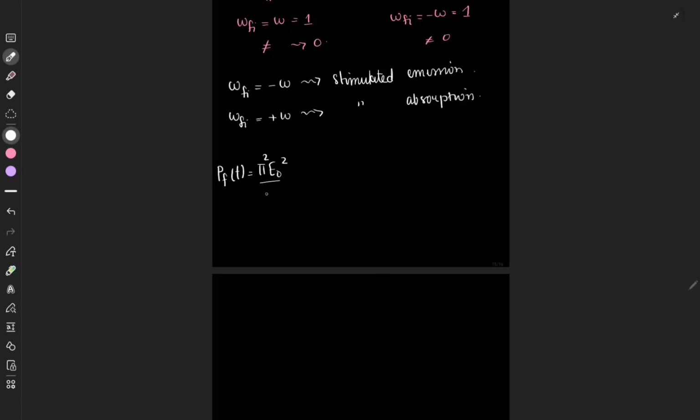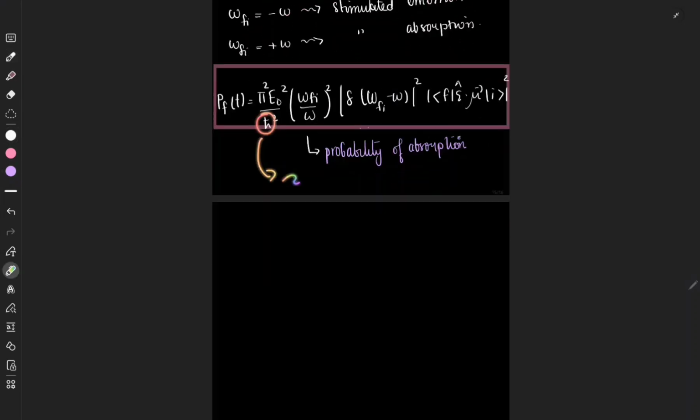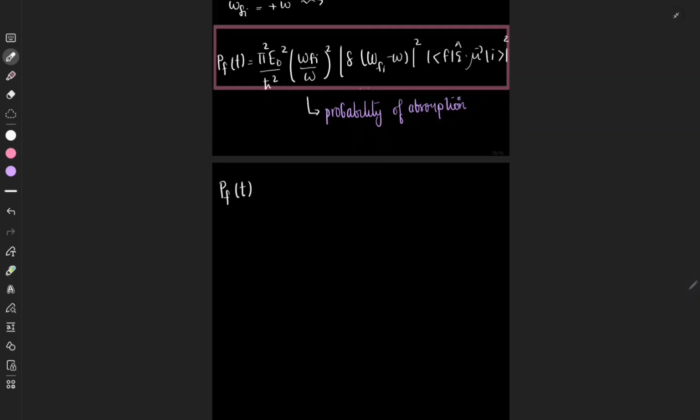So we can write this equation to be h square divided by h cross square, times fi divided by omega, whole square, delta, and I'll take the absorption term, omega fi minus omega, the whole square, and then the rest of the terms. So that's it. This is the probability of absorption. Fine, h cross is nothing but h by 2 pi, the square of that is nothing but h square by 4 pi square. You just have to substitute that, and finally you will get it like this.